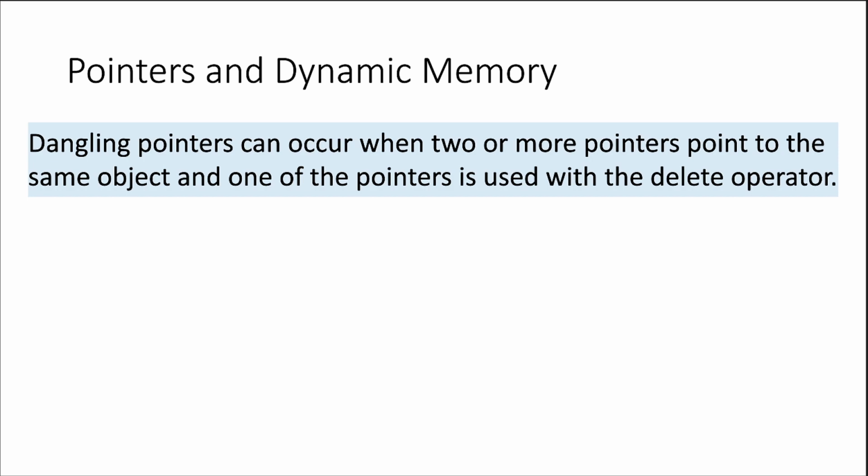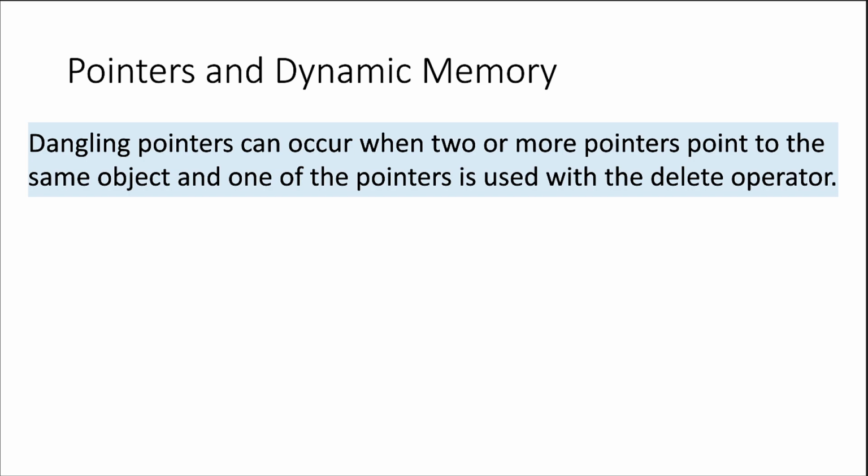So what do we mean by dangling pointers? Dangling pointers can occur when two or more pointers point to the same object and one of the pointers is used with the delete operator. I'll show you with an example, but this is the statement. Let us take two pointers in our simple case, when two pointers point to the same object and one of them is used with the delete operator.